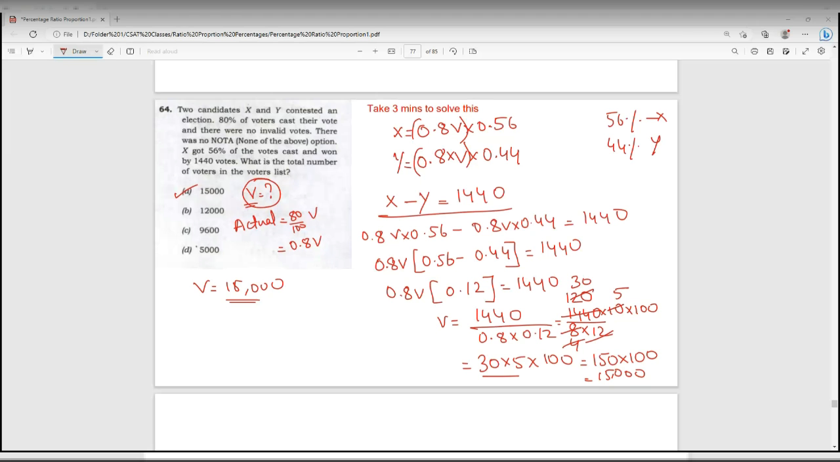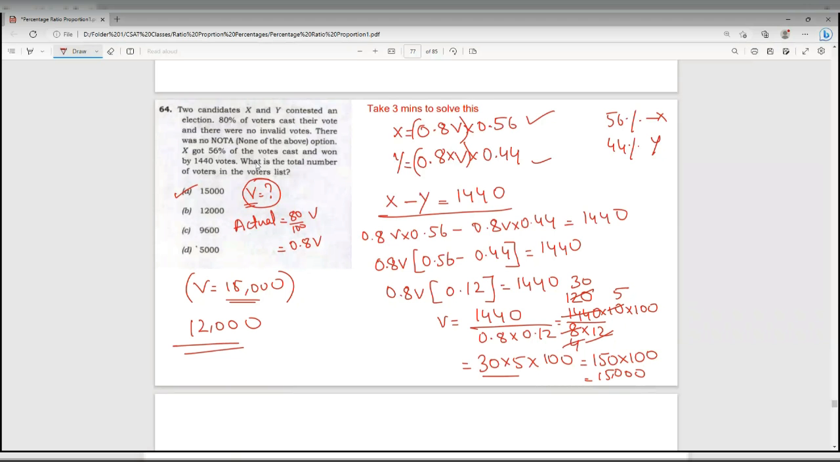Okay. So she's asking how we have calculated the value of x and y here. What they've said is x and y have contested, and only 80% of the total voters turned up. In this case, we have calculated that 15,000 people have voted. So in that 15,000, only 80% have turned up to vote. So around 12,000 have voted.